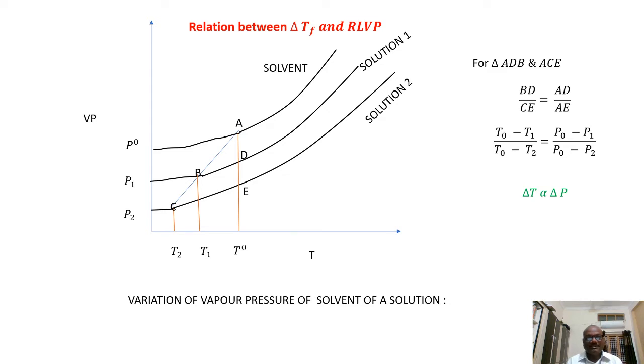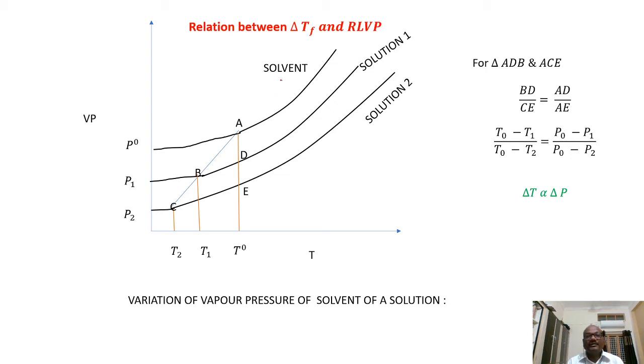Now we are discussing the relation between delta TF and RLVP. This we can derive with the help of the vapor pressure versus temperature curves. Here you can see the graph of vapor pressure versus temperature. Three curves are represented in this graph: the solvent, solution 1 and solution 2. Three systems are there in this graph.